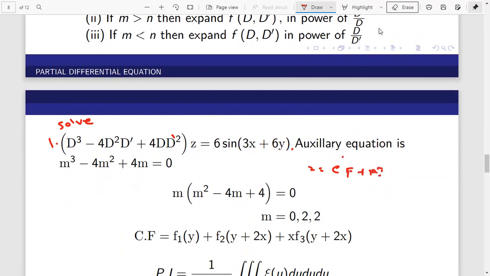First I need to discuss the complementary function. To find the complementary function, I want to write the auxiliary equation. What is the auxiliary equation? Just replace D by m and D dash by 1 in the given equation. So you should write m cube minus 4m square plus 4m equal to 0. Here we start the solution.